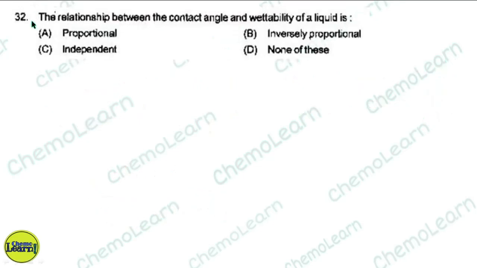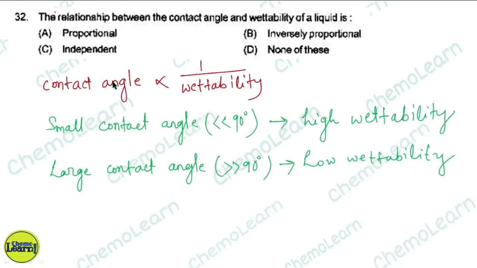Question number 32. The relationship between the contact angle and wettability of a liquid is what? Proportional, inversely proportional, independent, or none of these. So the contact angle varies inversely with wettability. If you have a small contact angle, that is less than 90 degree, then high wettability will be there. If you have a large contact angle, then low wettability. So the correct option is inversely proportional.